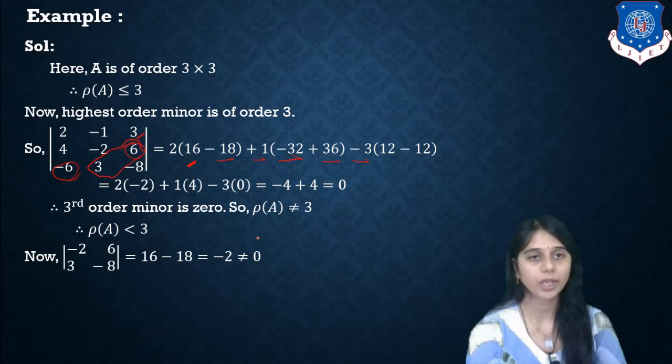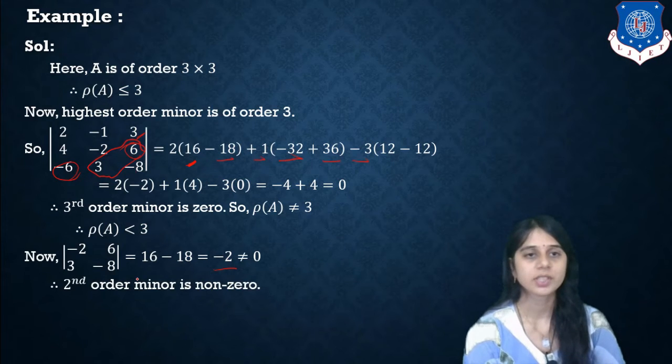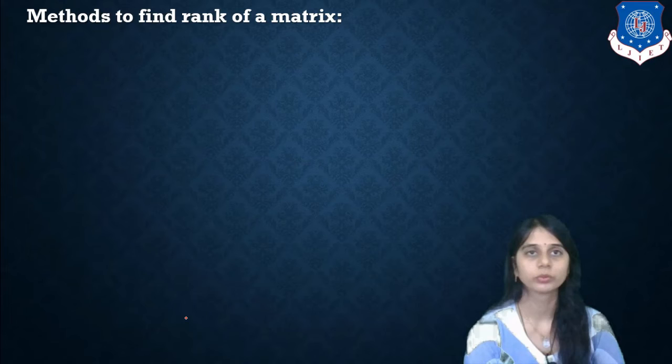So what is our minor? Minus 2, 6, minus 3, minus 8. First of all we have to find the minor of A11. So it is 16 minus 18, which is minus 2, not equal to 0. The second order minor is non-zero. Now ρ(A), that means the rank of A, is equal to 2.